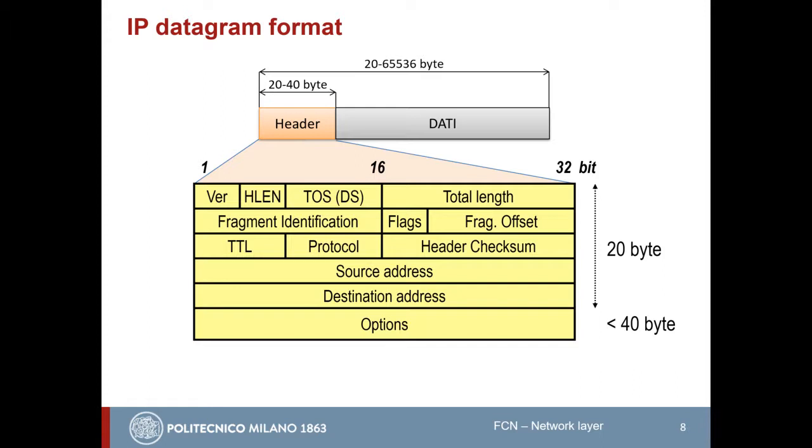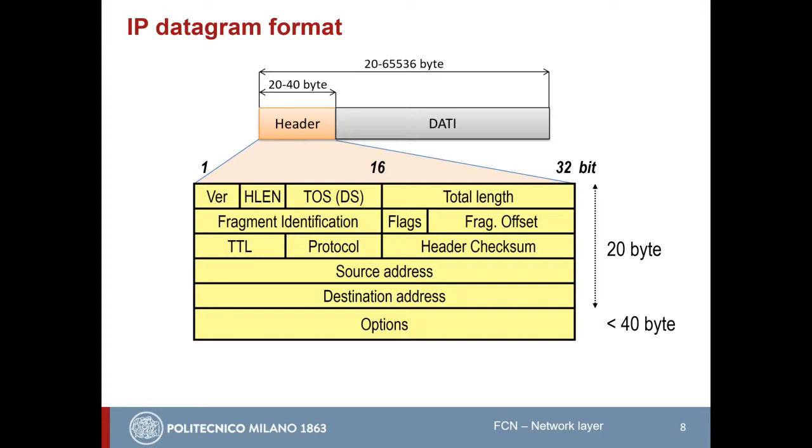The header has a variable length, and the length can vary from 20 bytes to 60 bytes. The variability of the header length depends on the optional fields. So if you have optional fields, then the header is longer than 20 bytes. If you don't have any option, the header will be 20 bytes. So 20 bytes is the minimum size of the header, and it's also the minimum size of the IP packet.